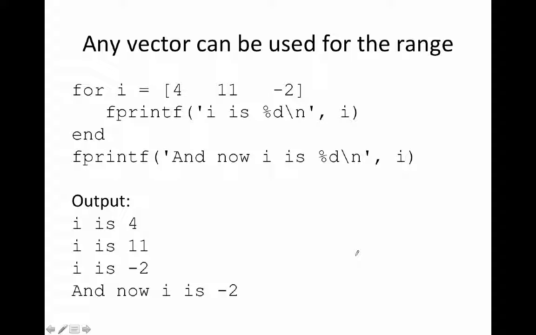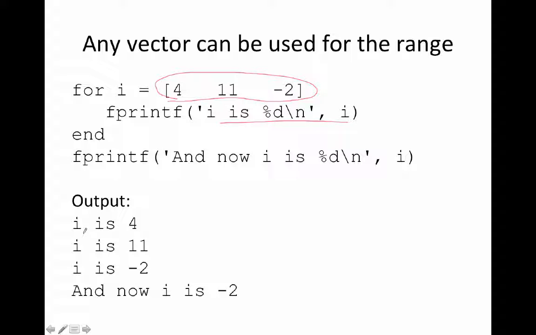Now any vector can be used for the range. It's common to use the colon operator, but not necessarily. So this one says I gets a value of, and then we have this vector that has 3 values in it, 4, 11, -2. The same action as before, we're going to print "I is" and the value of I.